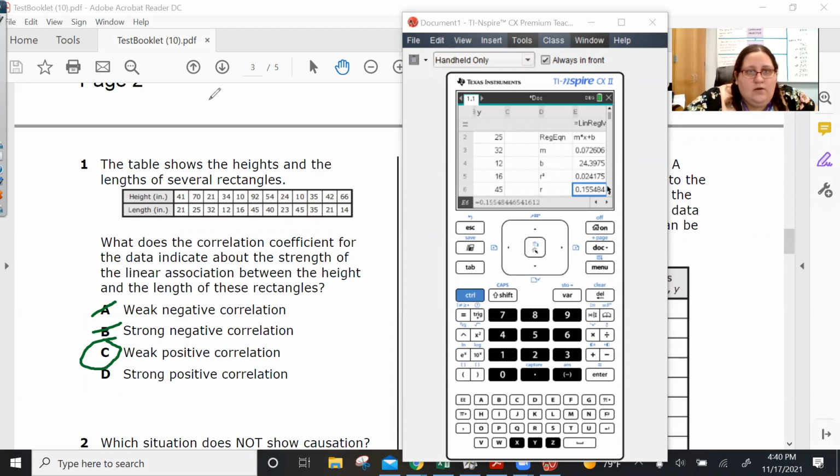Now, I want to make sure, yeah, that should be good. So that one, if you look at the graph, would be really difficult to see. So that one is a weak positive. So I'm going to go ahead and clear that one out. That one is C.